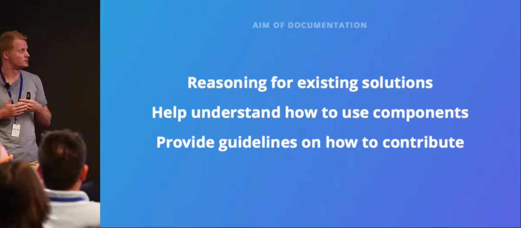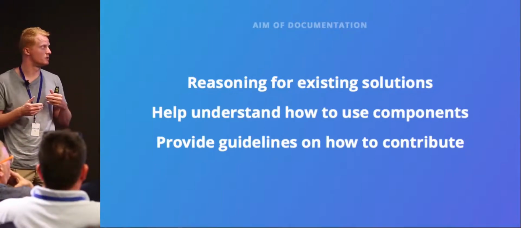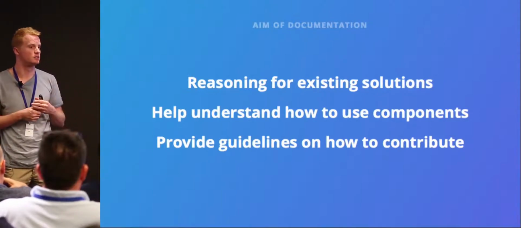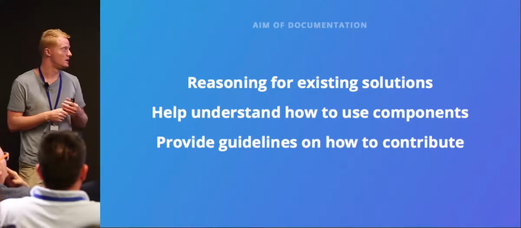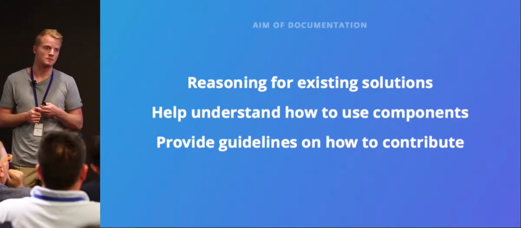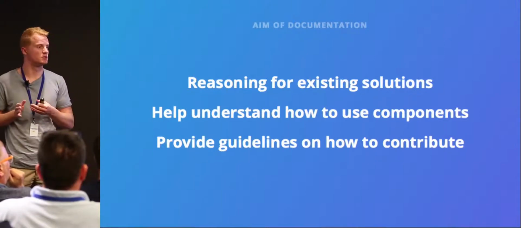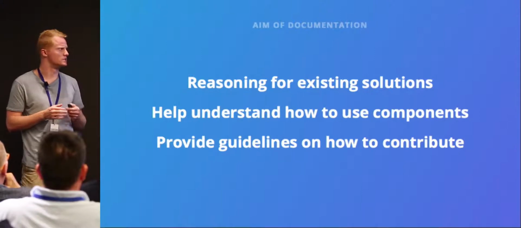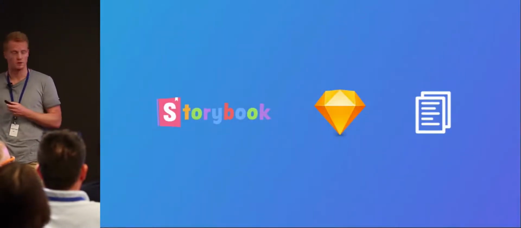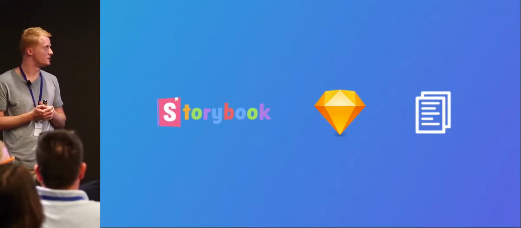The main aim of documentation is to provide reasoning for existing solutions, help the users of the system to understand how to use and compose components, and provide guidelines on how to contribute back to the system. And the way that our documentation is set up at the moment doesn't fully service those needs. So that's something we're wanting to invest in a bit more heavily. So they're the three main parts of our system at the moment.